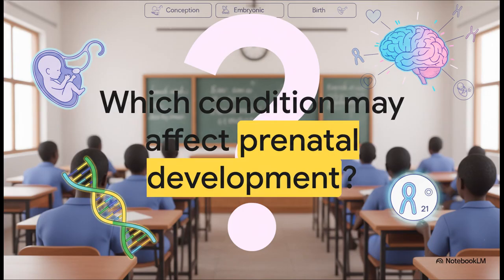Which of these conditions may affect prenatal development? Is it A, hypertension, B, Down syndrome, C, malaria, or D, asthma? Now, I know malaria is a massive environmental health concern in many of our communities, but if you guessed B, Down syndrome, you hit the nail right on the head. Genetic conditions like Down syndrome are prime examples of factors that can profoundly alter that crucial prenatal stage.